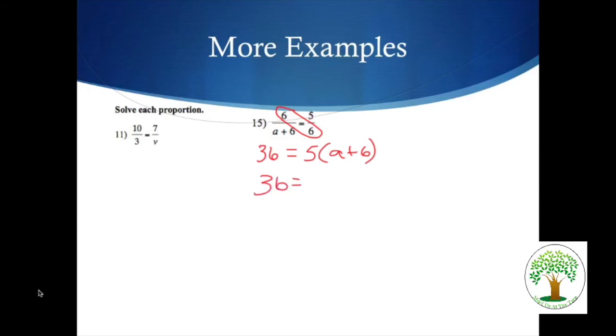I distributed it. I'm going to move that 30 to the other side by subtracting. So I'll have 36 minus 30, which will be 6. I'm going to divide by 5. Does 5 go into 6? Can I reduce that any further?